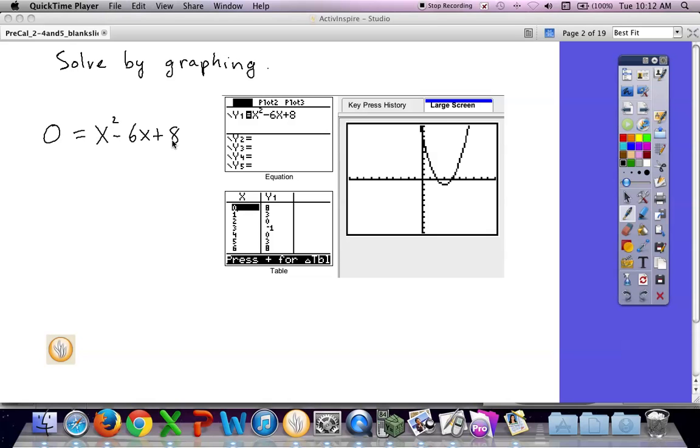The x-intercepts. Okay? You're looking for how many times it crosses the x-axis, and what the values are. In this case, how many solutions do you see? It looks like there's 2 of them, 2 and 4. They both show up in the table of values. That's our answer.